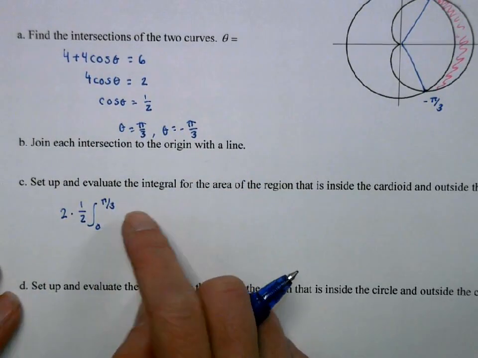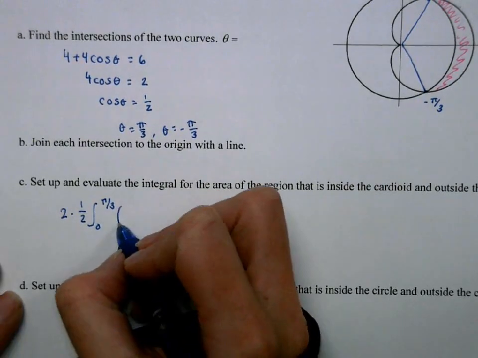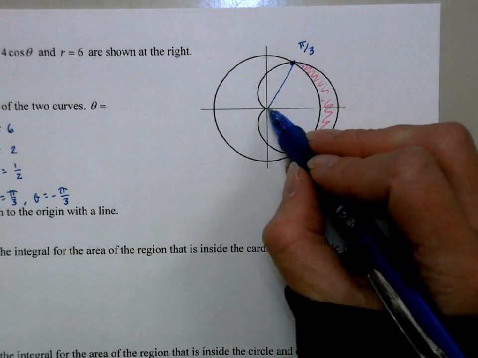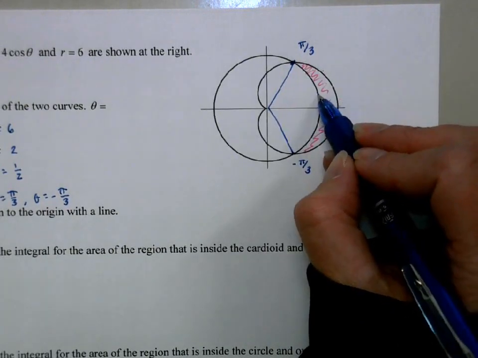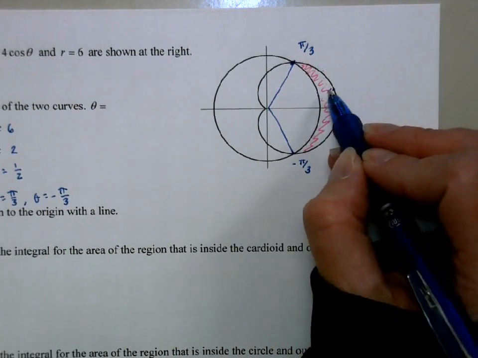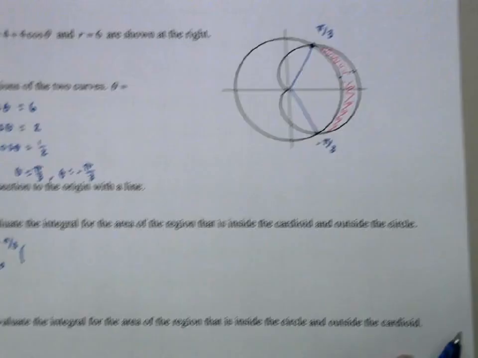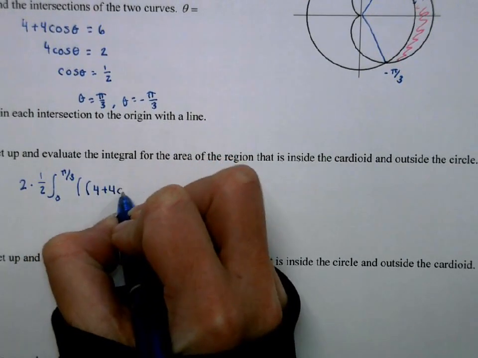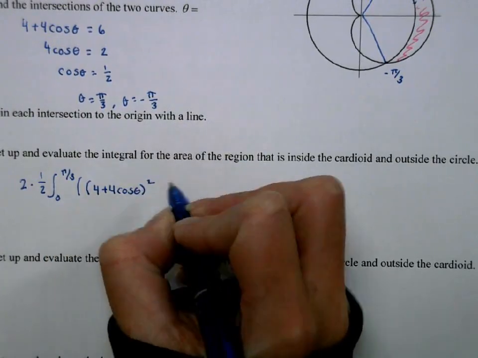Okay, and then it's going to be my cross sections, and if it helps to do a sample, it is going to be outside minus inside. So the outside is going to be the cardioid, the inside is going to be the circle. So we'll have 4 plus 4 cosine theta squared minus the inside function squared, which is just 6.